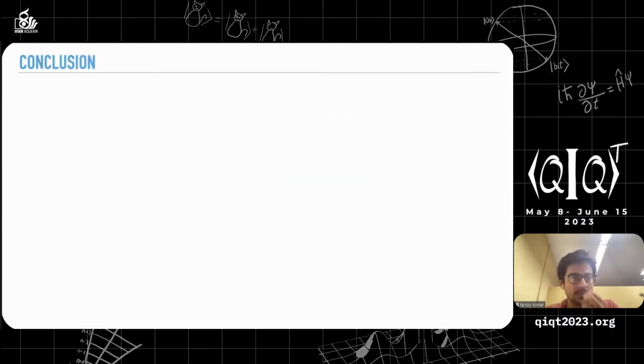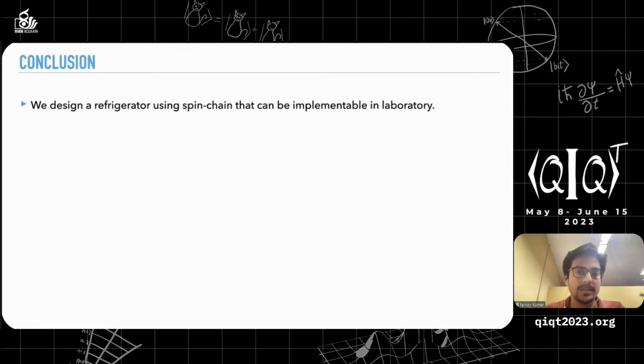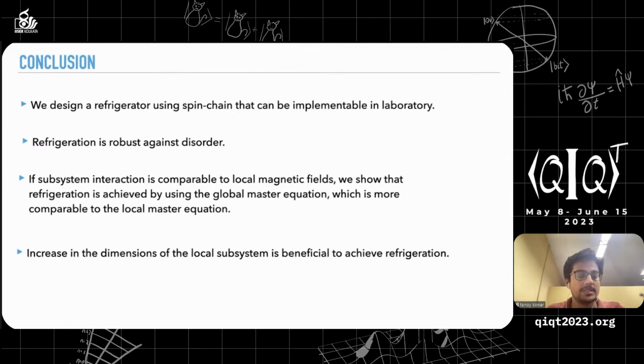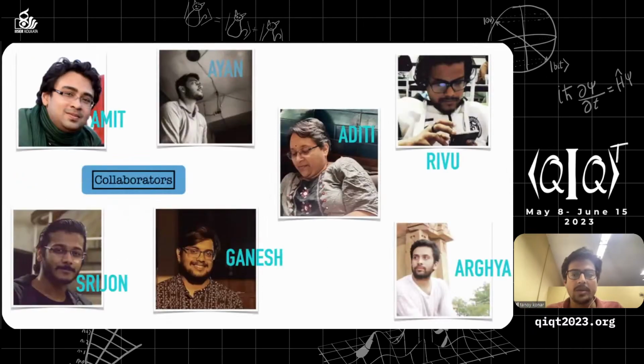Now I will conclude. That is our design of a refrigerator using a spin chain that can also be implementable in the laboratory, and the refrigeration is robust against disorder. If the interaction strength is comparable to the local magnetic field, we showed that refrigeration is achieved by using the global master equation, which is more accurate than the local master equation. And increasing the dimension of the local subsystem is beneficial for achieving refrigeration. Okay, so these are the collaborators that I have worked with till now, and thank you.